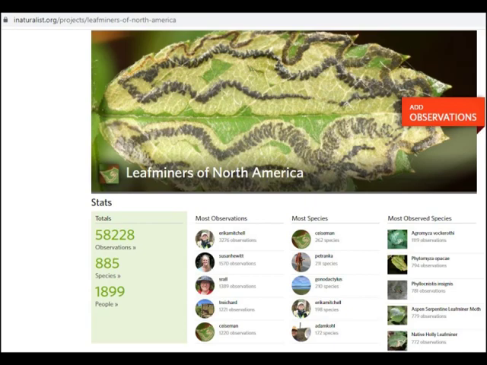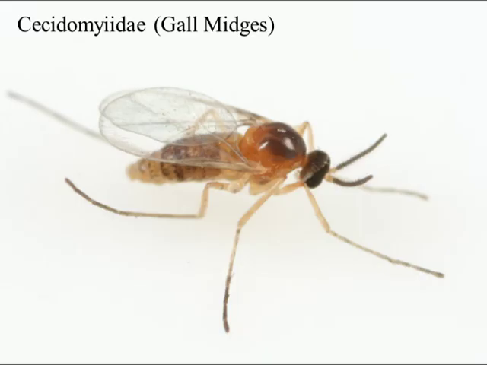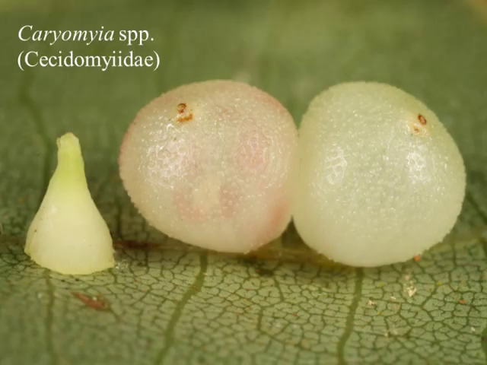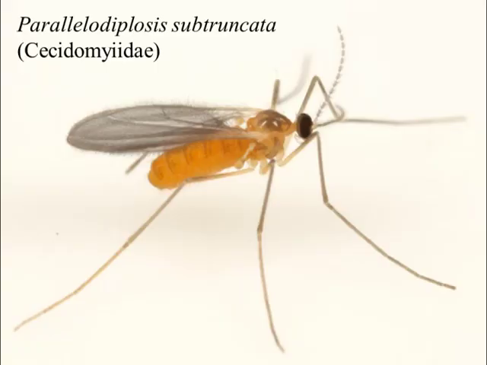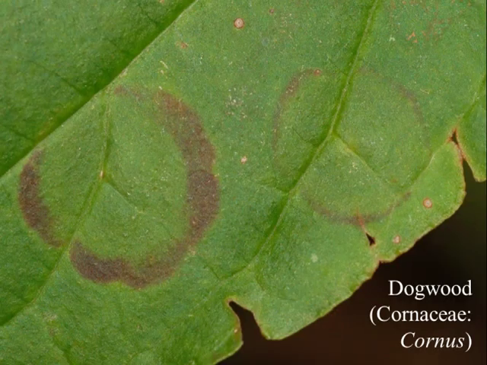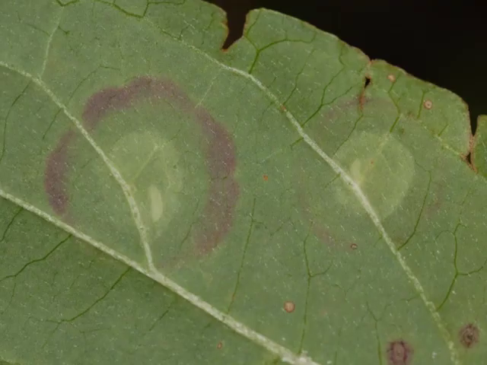Before I get into the 11 known families of leaf mining Diptera in North America, I want to mention that Cecidomyids obviously have many species with herbivorous larvae that live and feed inside of leaves, but none of them really qualify as leaf miners. I don't think anyone would consider these complex detachable galls to be leaf mines, but some species, like Parallelodiplosis subtruncata, make perfectly flat leaf galls that do superficially resemble leaf mines.